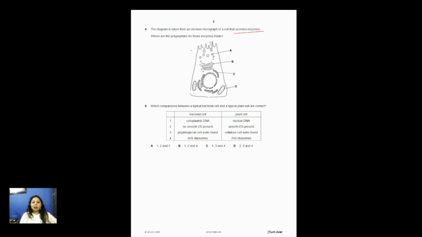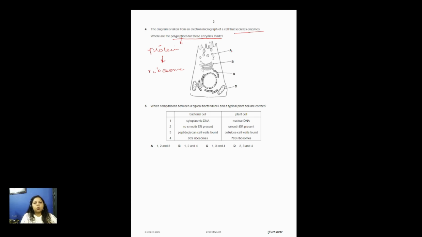So they're just asking you, where are the polypeptides for these enzymes made? Now these polypeptides are proteins. Basically, different polypeptides make a longer chain, which is a protein. So it is made from ribosomes. Now just look at which of these positions has a ribosome present.